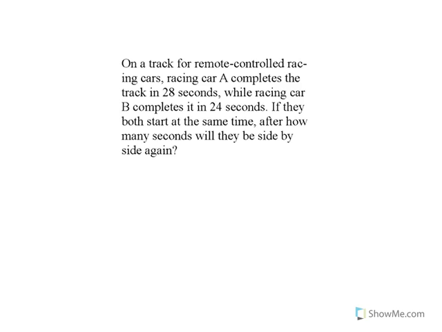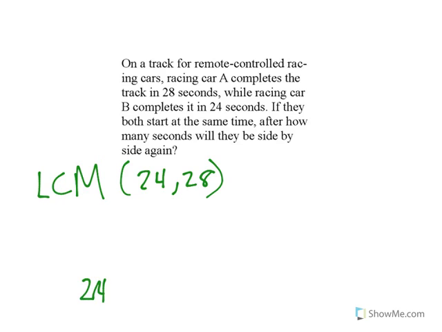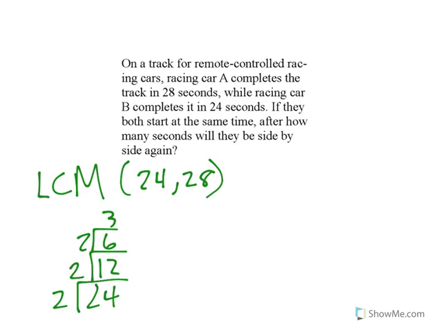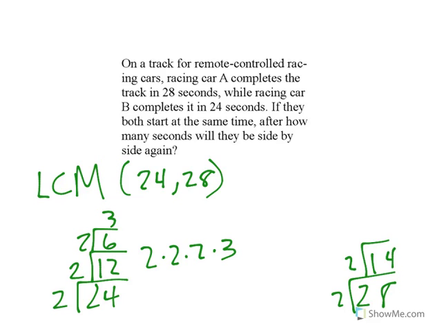Whenever you're getting a question like this where it's asking you when two things are going to happen at the same time again in the future, we are asking for least common multiple. So we're looking for the least common multiple of 24 and 28. Well, let's break both numbers down into prime factors. So 24 would be 2, 12, 2, 6, 2, 3. So 2 times 2 times 2 times 3. 28 will be 2, 14, 2, 7. So 2 times 2 times 7.